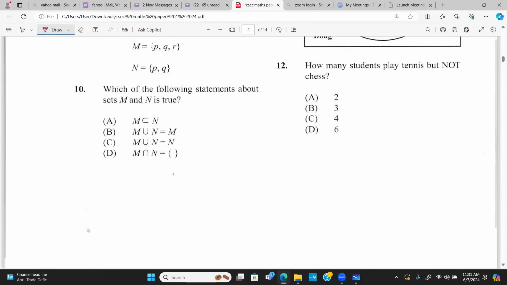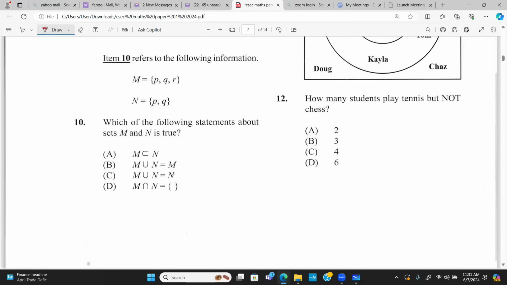Which of the following statements about sets M and N is true? You could see that N is actually a subset of M, because all the elements in N are in M. M is not a subset of N; it's the other way around. If you unite M and N, you get back M, because all the elements in N are in M. So the union is still going to produce those 3 letters. All right, good. So this is good to go.